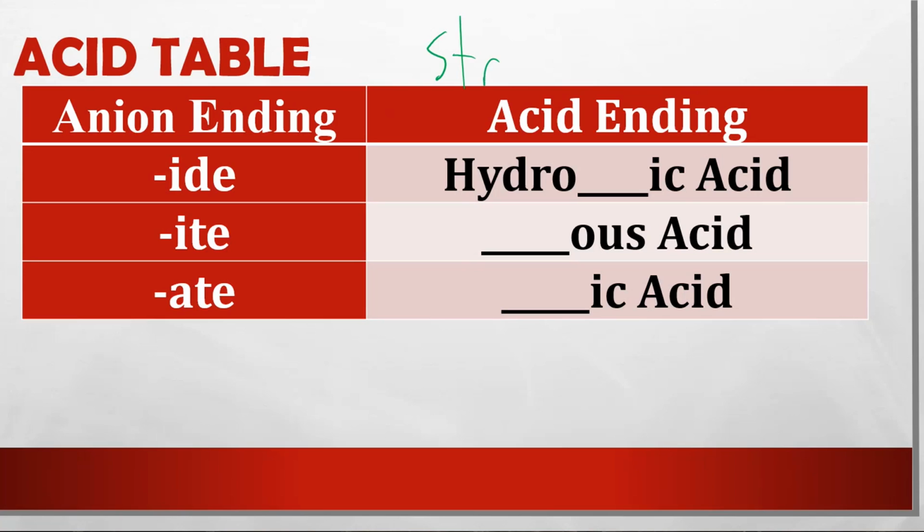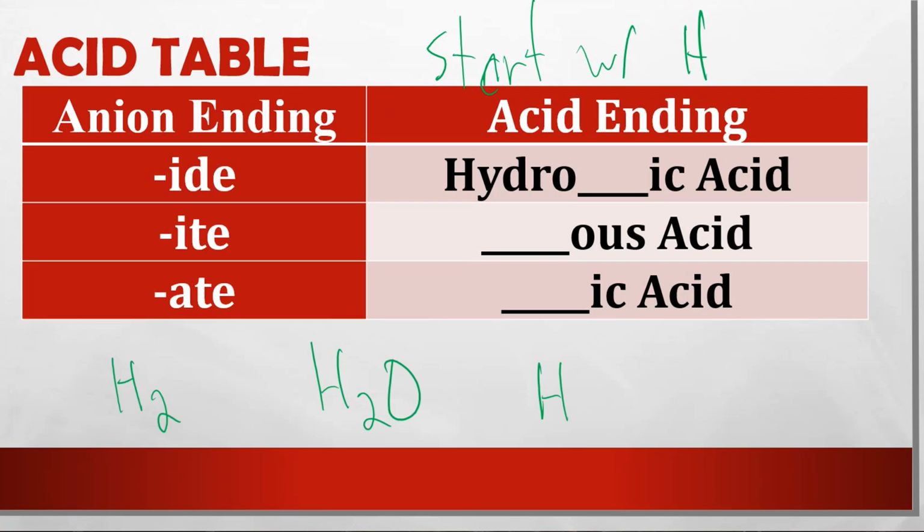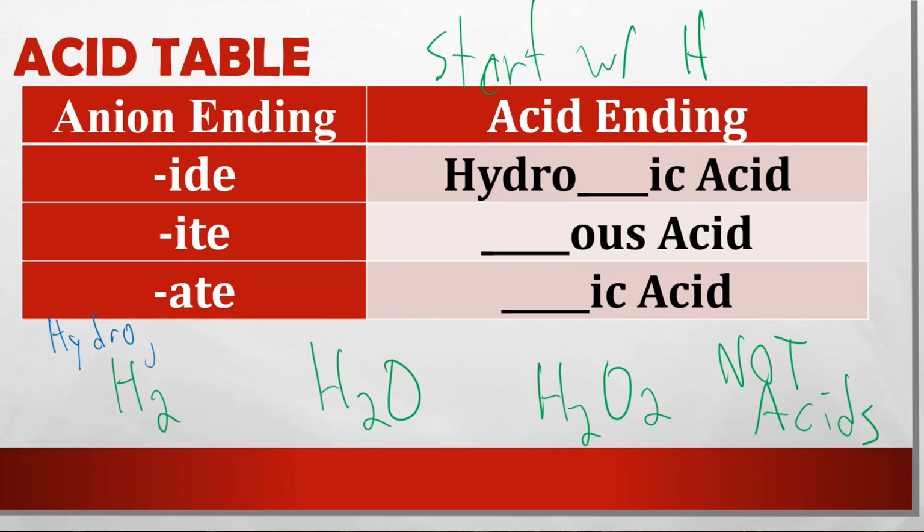So remember, acids start with hydrogen. Well, there are 3 exceptions: H2, H2O, and H2O2. These are not acids. Everything else that starts with hydrogen is an acid, but not these 3 things. The H2 is hydrogen gas, which is molecular covalent. So let's use blue for that. H2 is just hydrogen, and it is molecular covalent.